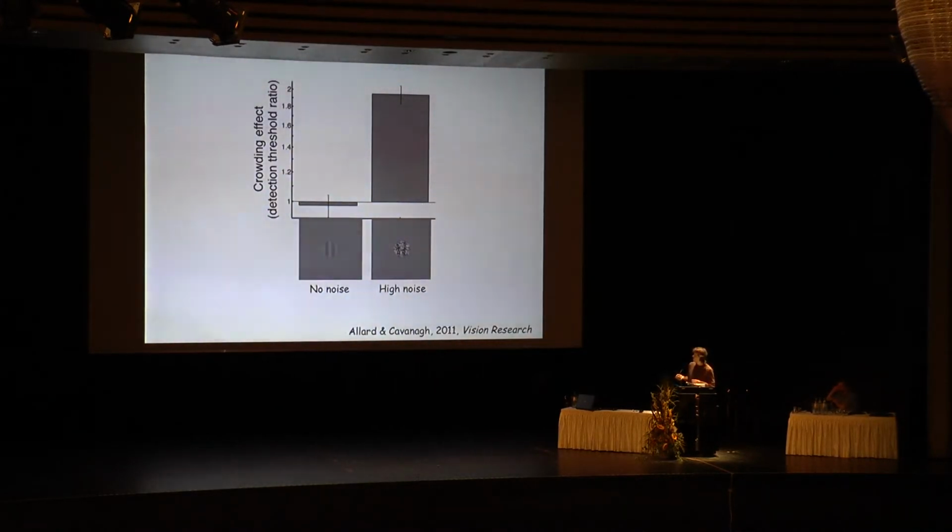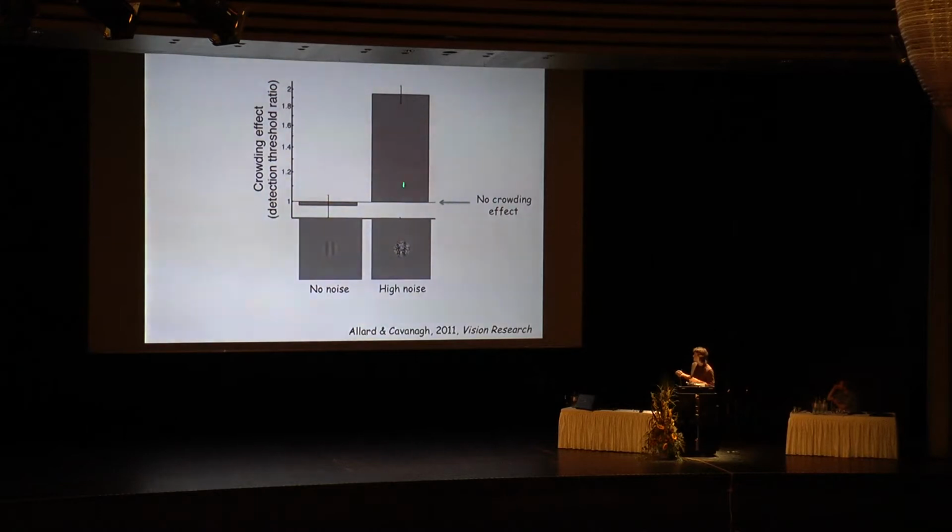So here's the result. We have the crowding effect for both when there's no noise and when there is high noise. A crowding effect of 1 is a detection threshold ratio between when the flankers are horizontal versus vertical. A ratio of 1 means that you have exactly the same threshold independently of the flanker orientation. And as we see, when there's no noise, we have the same threshold. This is not a new result. This has already been observed. Crowding does not affect detection.